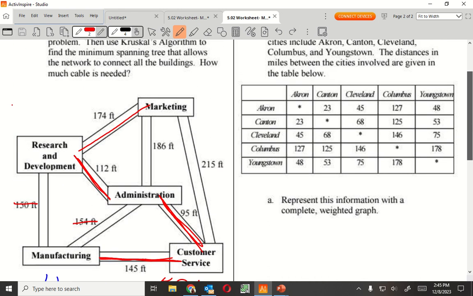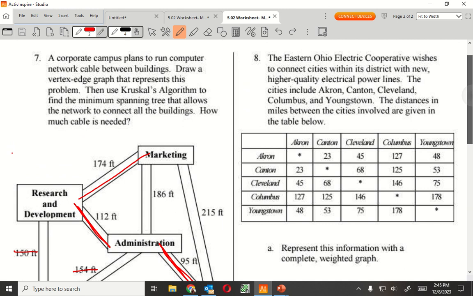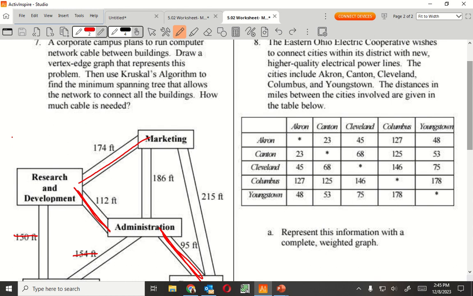Anyway, this next one, we have to create our own. The Eastern Ohio Electric Cooperative wishes to connect cities within its district with new higher quality electrical power lines. The cities include Akron, Canton, Cleveland, Columbus, Youngstown. The distances in miles between cities are given. We have to start by creating our own graph for this one. How many cities do I have? 5. 5 cities. Okay.